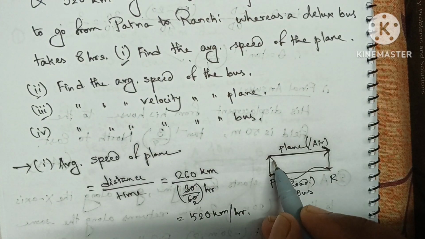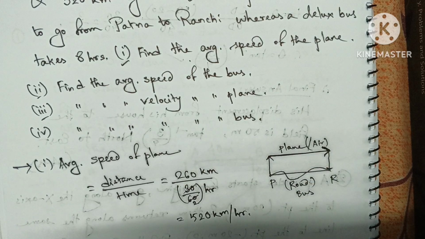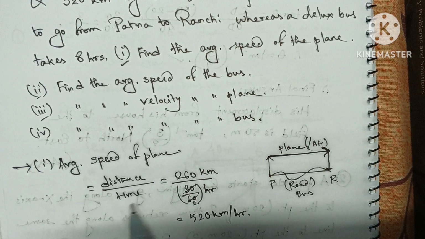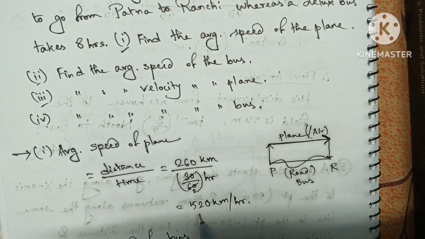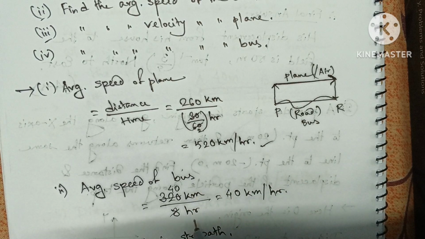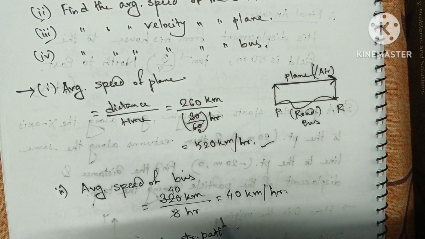Now we take that the plane goes in a straight path, that is along a straight line in air. Therefore, average speed of the plane is equal to distance over time, which is equal to 260 kilometer over 30 minutes, that is 30 over 60 hour. So the answer is 520 kilometer per hour. And average speed of the bus: distance for the bus is 320 kilometer, and it takes 8 hours to traverse this distance. So the speed is 320 over 8 kilometer per hour, which is equal to 40 kilometer per hour.